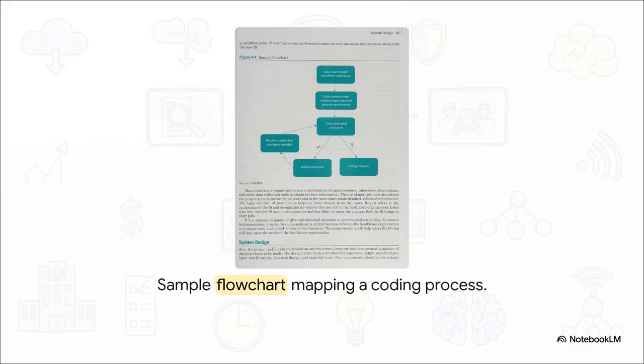All this data gathering eventually leads us to visual mapping. A flowchart, like this sample mapping out a coding process, totally exposes process inefficiencies. By using standardized symbols, a project team can trace the exact flow of information and spot critical bottlenecks, inconsistencies, and problems way before a single piece of software is ever purchased. It basically forces the healthcare organization to take a long, hard look at how it actually does business.